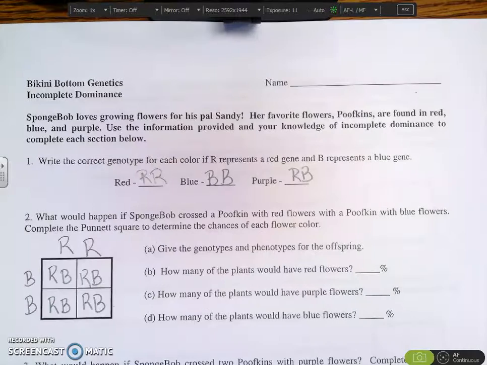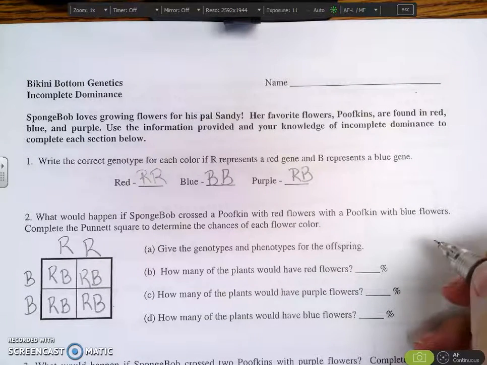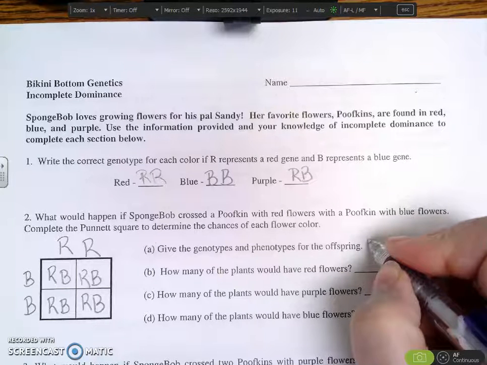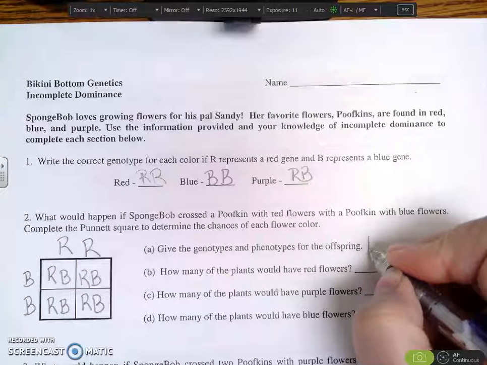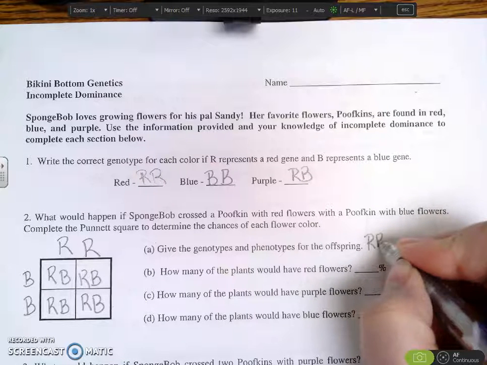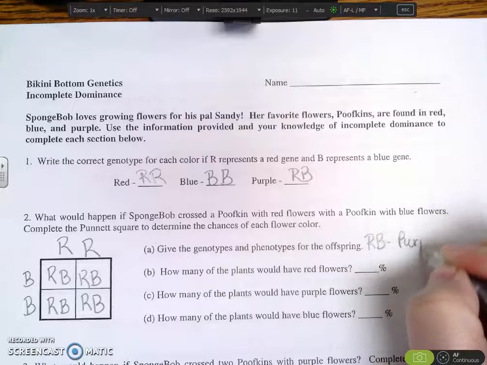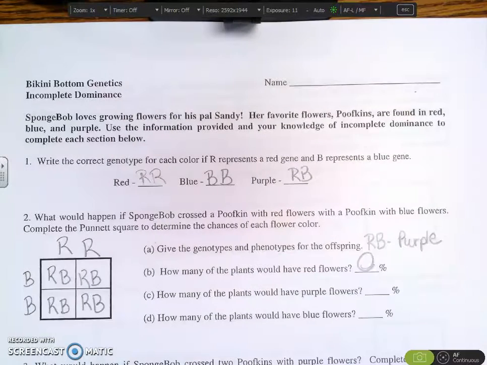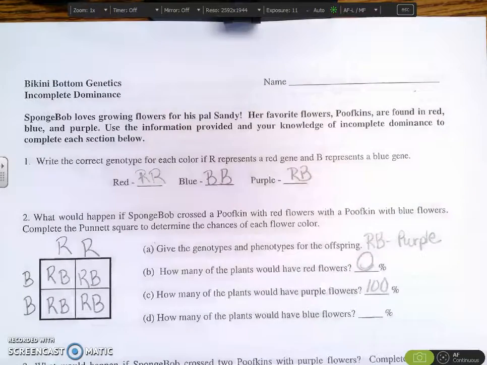Okay. What's the genotype and phenotypes for the offspring? What is it? Purple. The genotype is RB, and the phenotype, yes, Riley, purple. And how many of the plants would have red flowers? 0. And how many of the plants would have purple flowers? And how many would have blue?